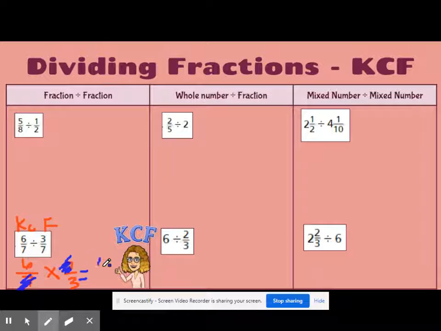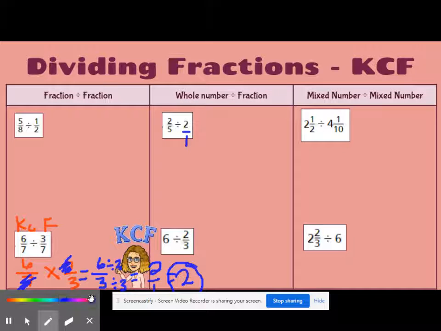So that gives me a 6 on the top and a 3 on the bottom. Well, 6 divided by 3 is just a plain old 2. I get 2/1, which is the same as 2 wholes. Now the next category is a whole number with a fraction. And we learned last week, whenever you have a whole number, just put it over top of 1.